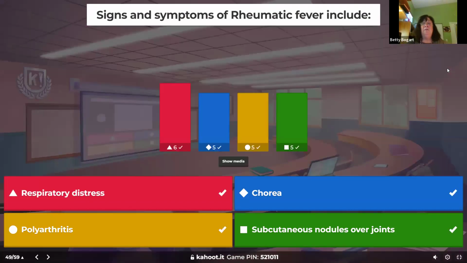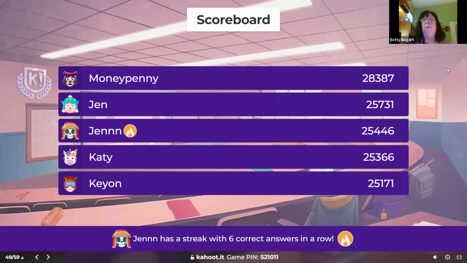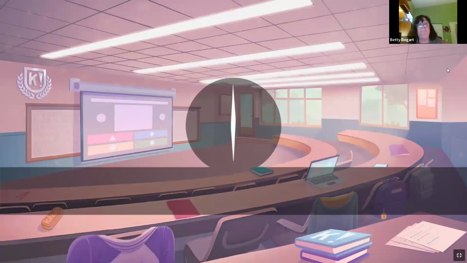A little bit of all of them, right? And remember, they all go away. All you have to do is treat the strep, give antibiotics long term, but the valve is going to be permanently damaged if it hit it.